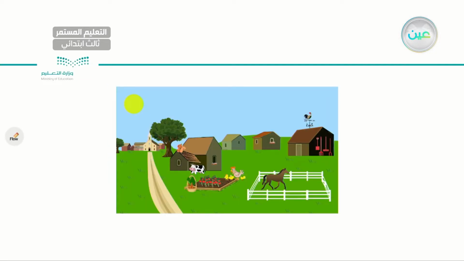Now I don't have a city. I have what? I can see some animals, I can see trees, smaller houses. This is a village. Let's read one more time. Village, village. One last time. Village. Very good. We have many villages also in Saudi Arabia.